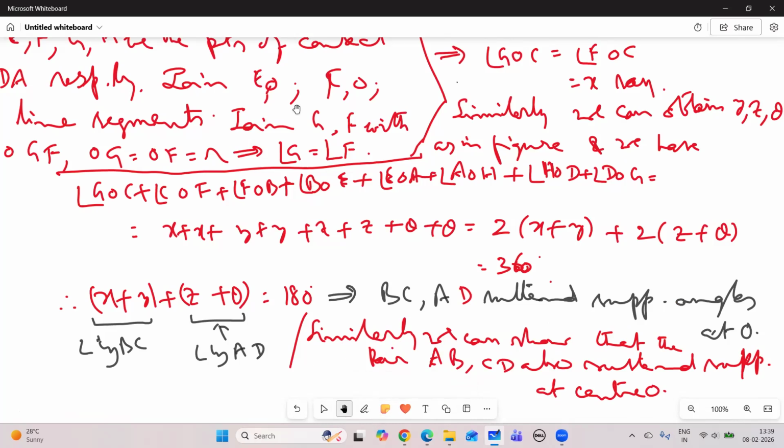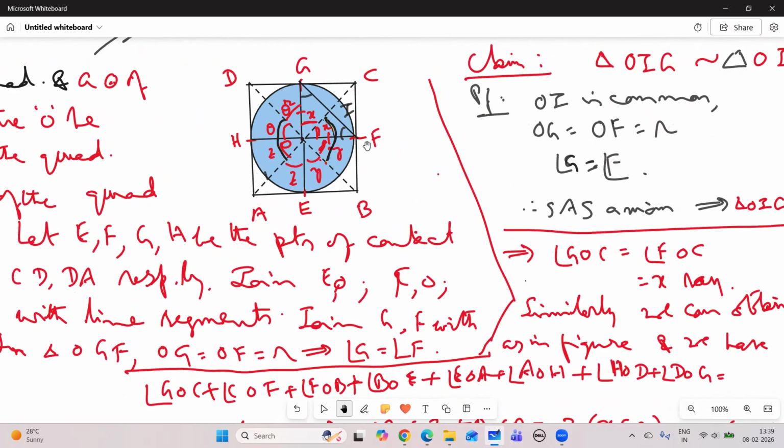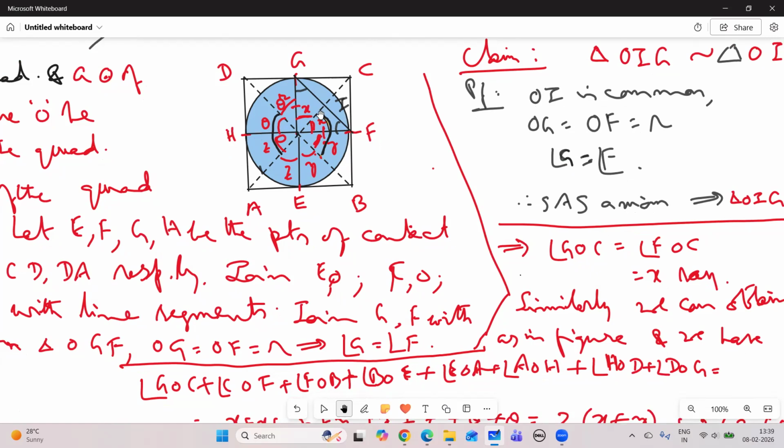So shall I recall what we have done? We have taken an arbitrary quadrilateral, that is ABCD, circumscribing a circle, means all its four sides touch this circle. And then we have to show that opposite sides subtend supplementary angles at the center. Okay, let O be its center and join these vertices ABCD with O with line segments AO, BO, CO, DO. And take the points of contact as E, F, G, H, right?